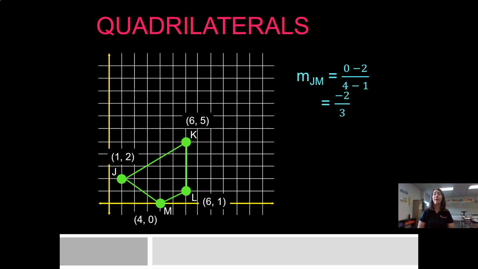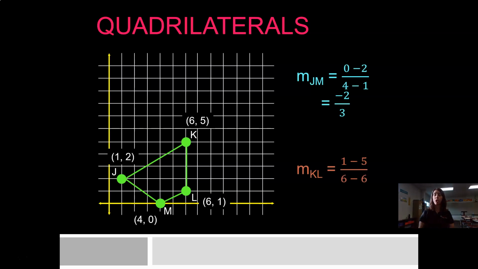So I first started going from J to M. As I subtracted my y's, this one I went bottom to top. So I have 0 minus 2 for my y's, and then 4 minus 1 for my x. 0 minus 2 gave me negative 2, and 4 minus 1 is 3. So the first slope on the left-hand side of the picture is negative 2 over 3.